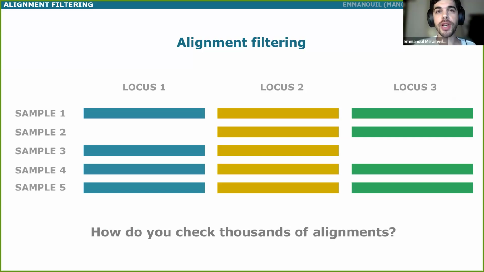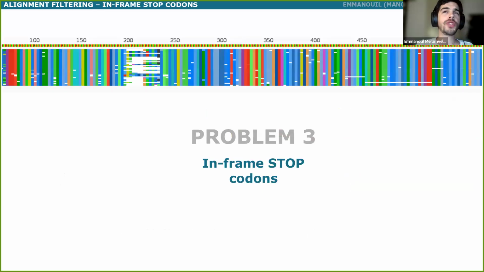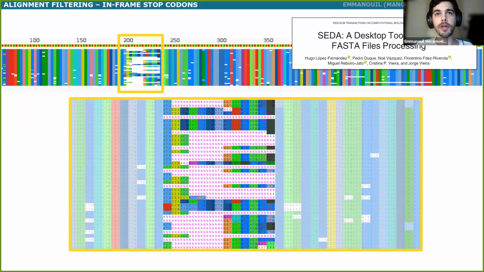And the question is, how do you check thousands of alignments, at least in an automated manner? So we started checking the problems that were present in our alignments. The first thing that we found was that there were alignments with in-frame stop codons, but these in-frame stop codons were always located in areas such as this one.